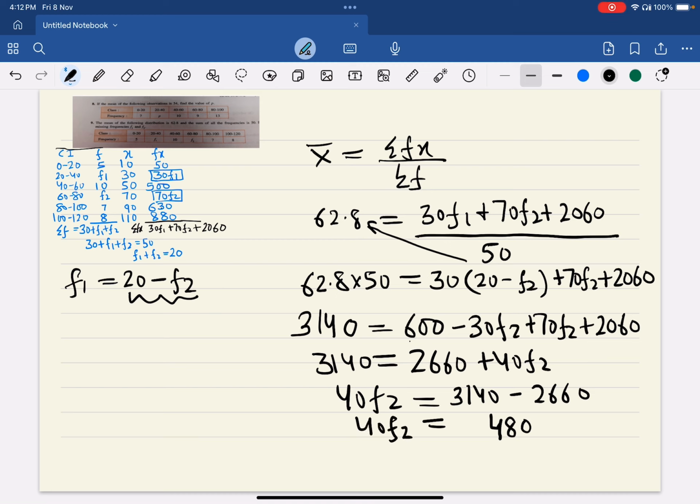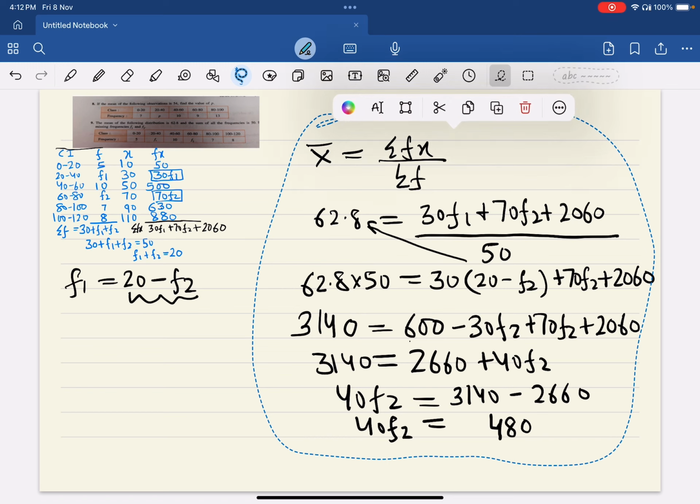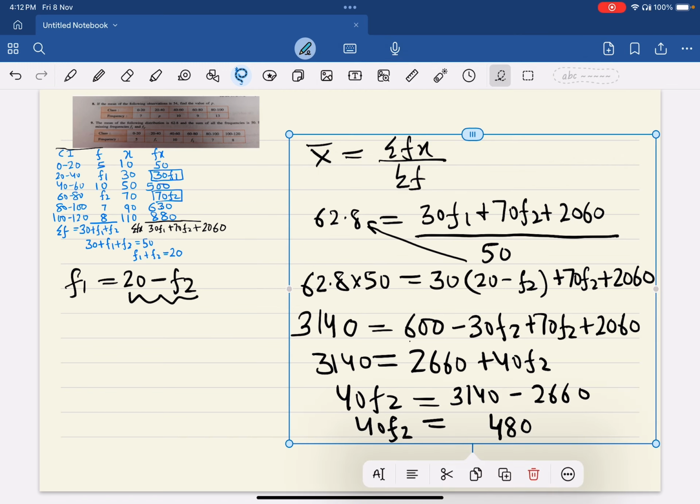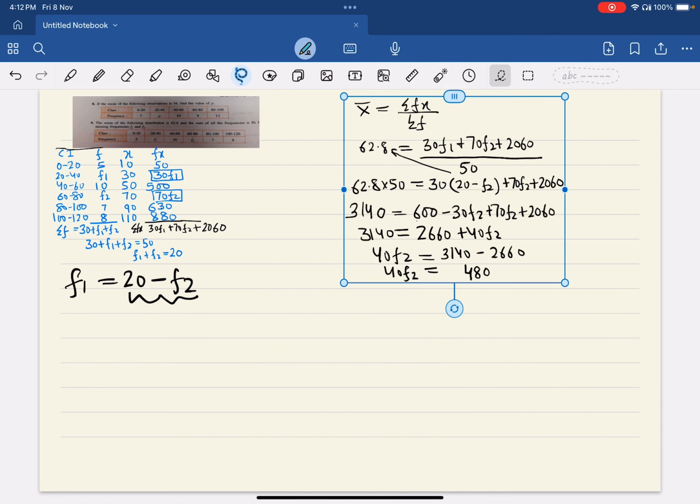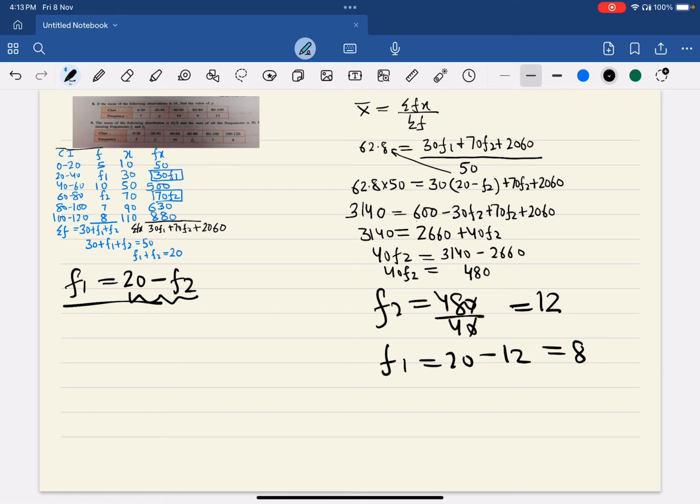So how do we find F2 now? For that, we just need to divide 480 by 40, and most of you by now would have got the answer, but let us finish what we have started. So F2 equals 480 by 40, which is 12, and F1 is 20 minus 12, which is 8. So this is how we do these kind of questions.